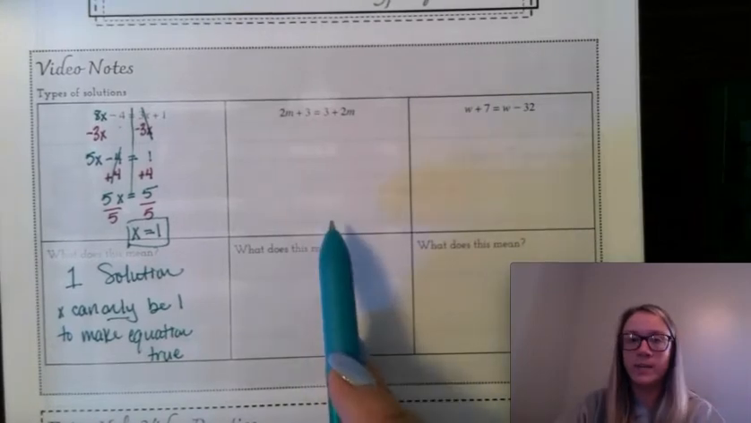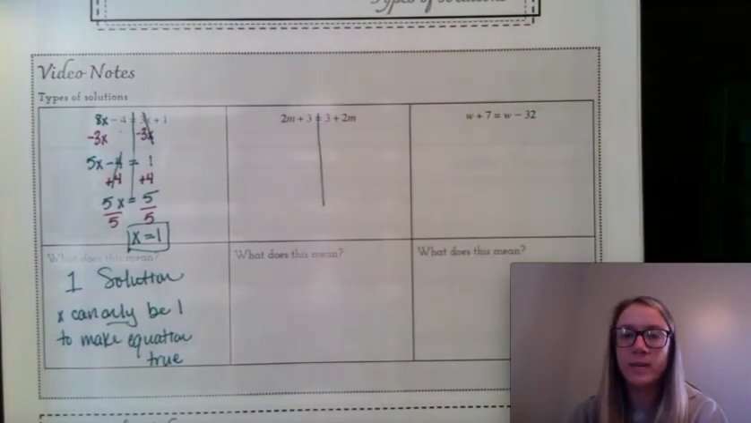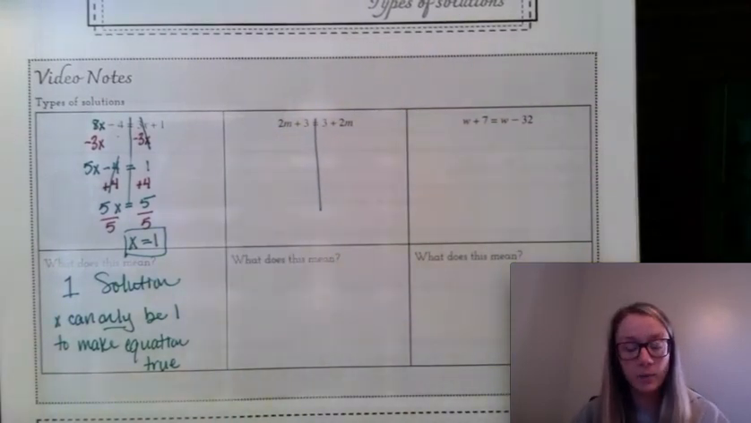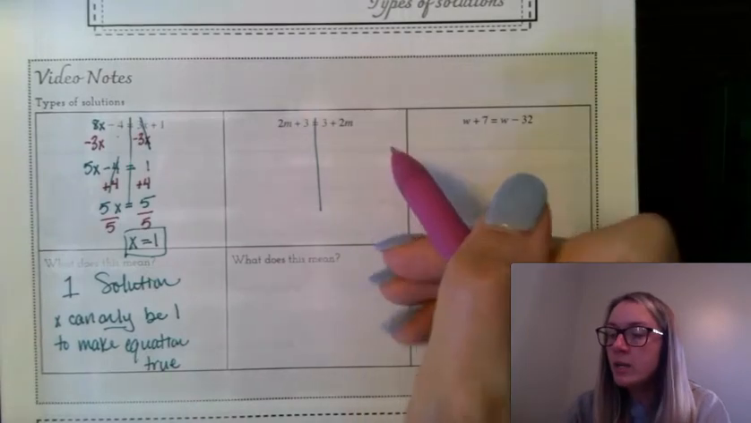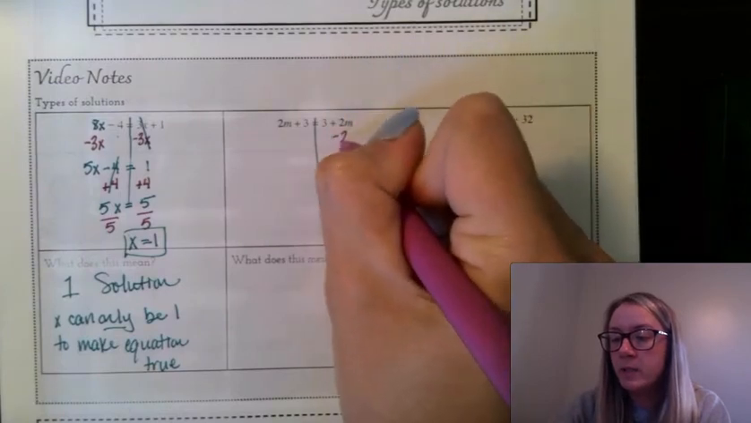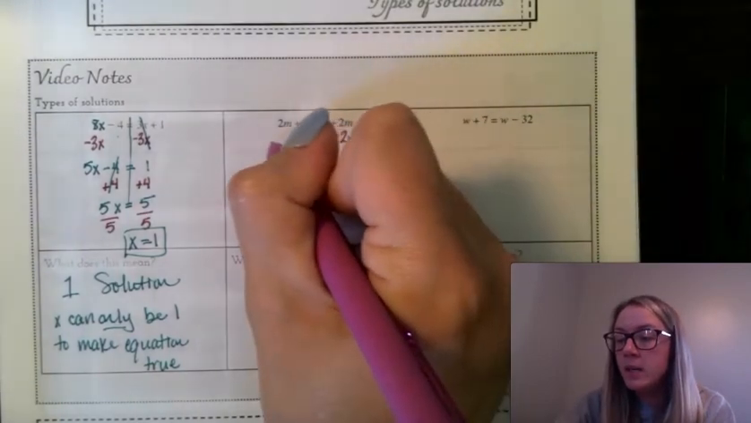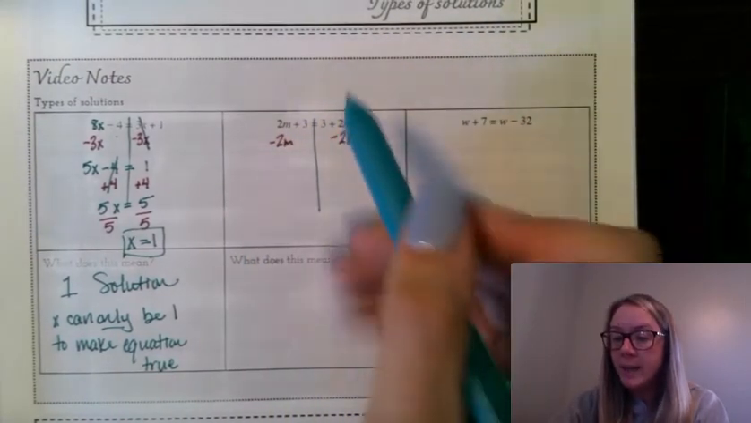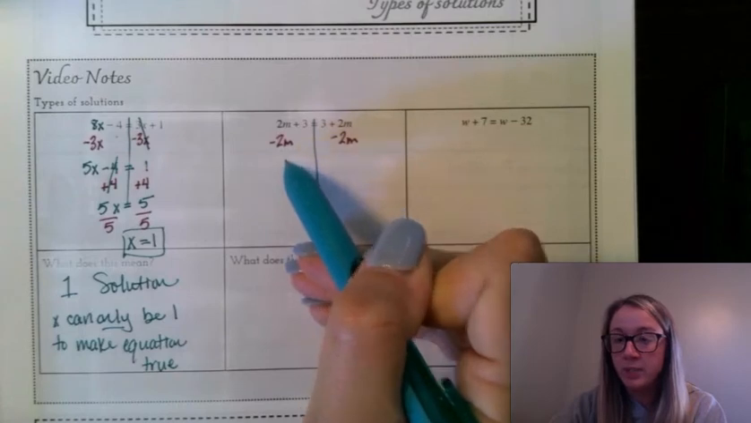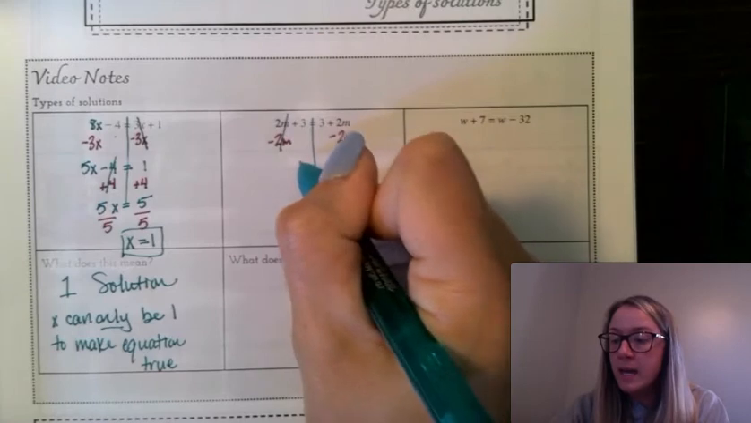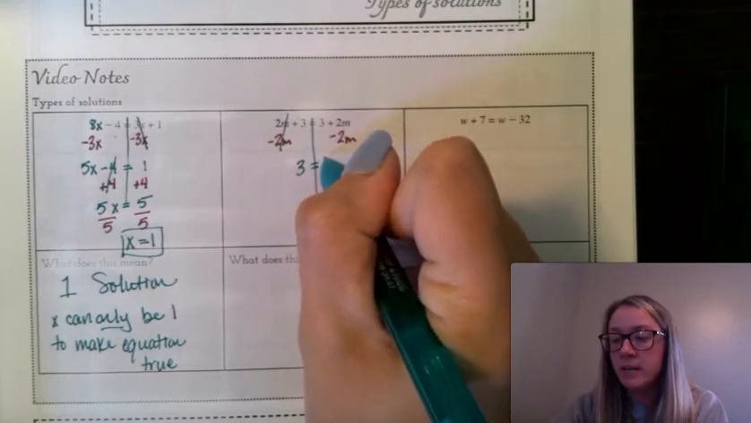We're going to do the second one here. I'm still going to draw a line through my equal sign. Again, I notice I do have variables on both sides, and I do have constants on both sides. I want to move my variables first, so I'm going to move this 2m over here. I'm going to subtract 2m from the right and subtract 2m from the left. 2m minus 2m turns to 0, so that goes away. I still have this positive 3.